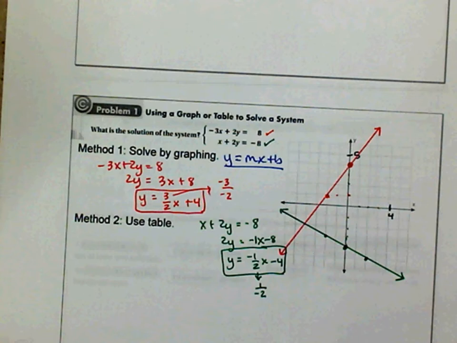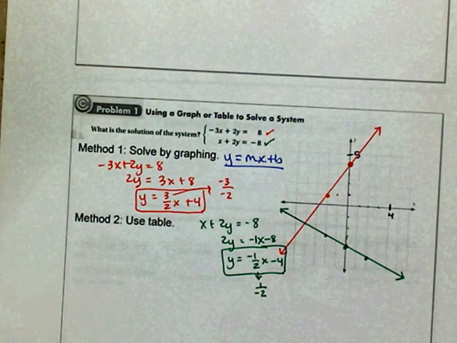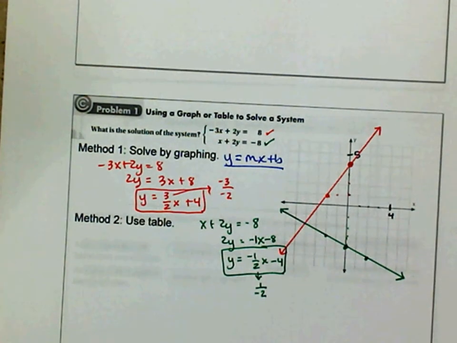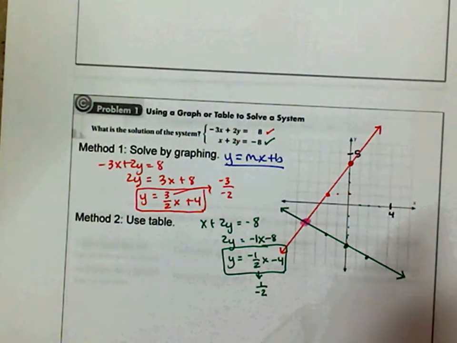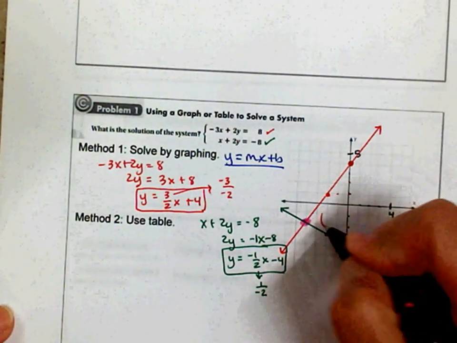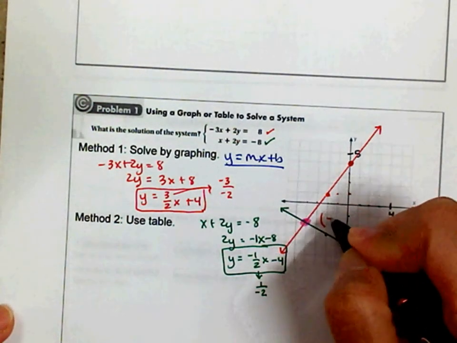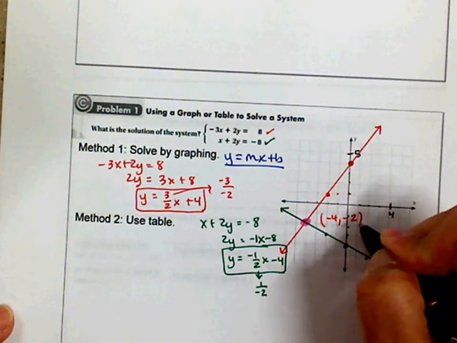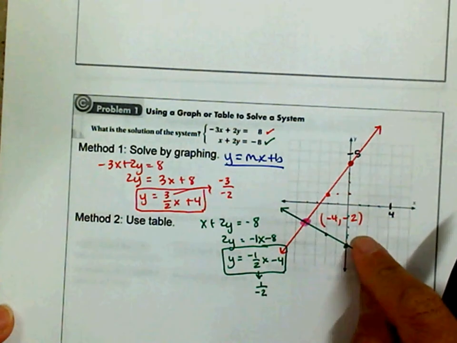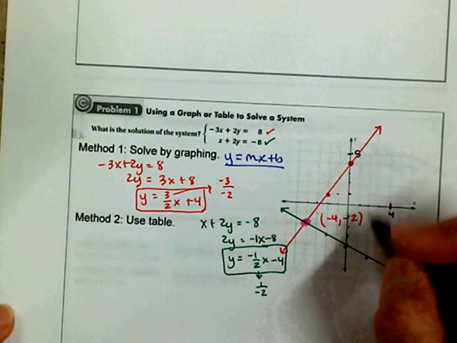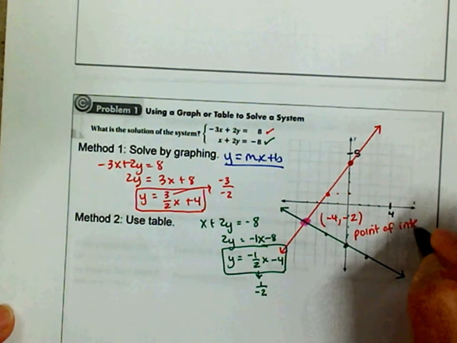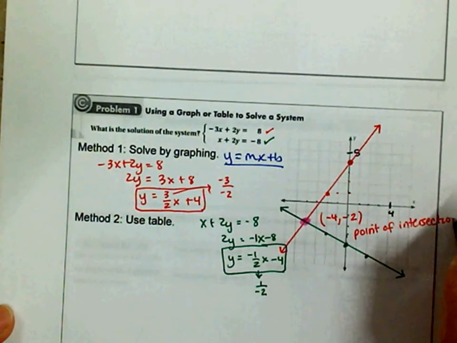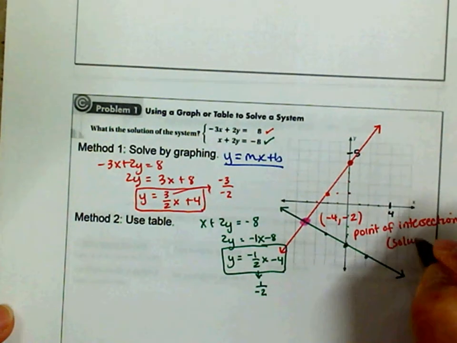So, you guys see that point right there? Let me get a highlighter. See that point? You see where they intersect? That point is 1, 2, 3, 4, negative 4, negative 2. That is called the point of intersection. Which is also your solution. That's going to work for both.